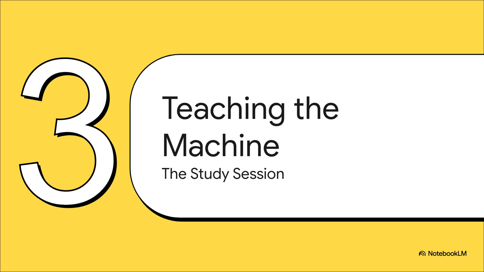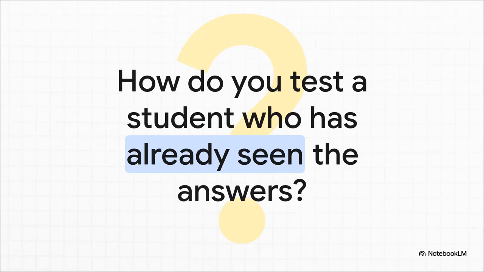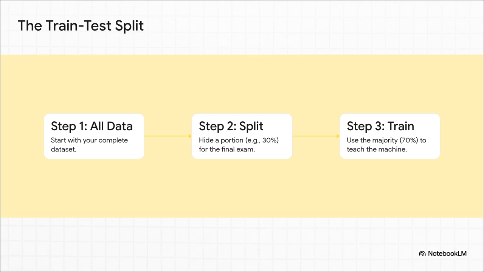Okay, so we've got our clues, we've got our data. Now it is time for the study session. This is the part where we hand over all this information to our machine and basically say, okay, figure out the relationships between these clues and the final answer. But wait a second. This brings up a huge problem, right? If we give our model all the data to study, how can we be sure it actually learned the patterns and didn't just memorize the answers? You can't give a student a final exam with the exact same questions they had for homework. That's cheating.